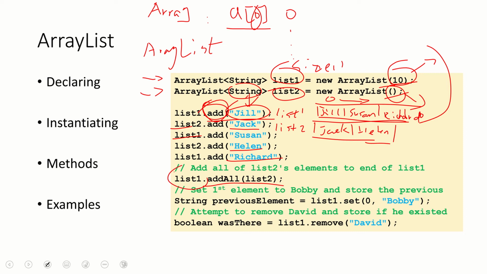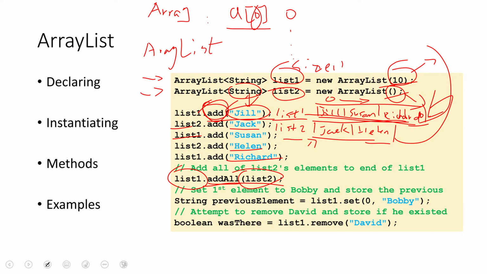Okay, so next one, we want to use addAll. First, using list1 to call addAll with list2, which means we put list2 at the end of list1, which combines list1 with list2. We know list1 will be the first initial elements, right? Add list2 at the end of list1.